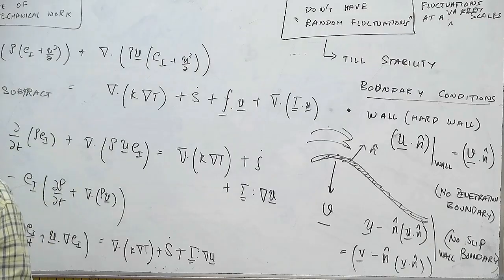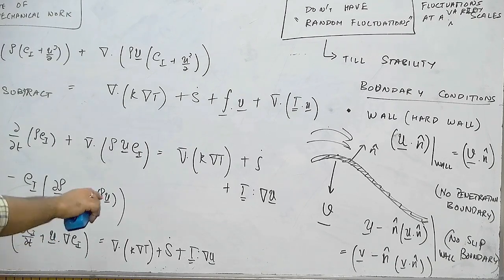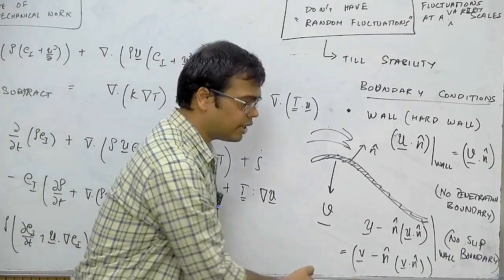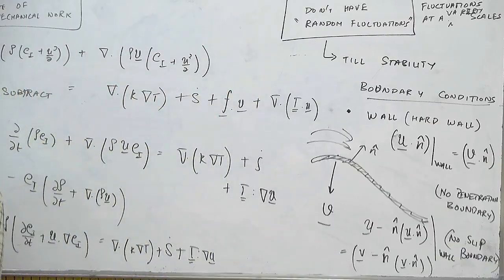No slip boundary condition happens due to viscosity. If you ignore viscosity, then actually it is rather impossible to satisfy a no slip boundary condition. If you satisfy no slip and you remove viscosity from your analysis, you will find that there is basically no flow. Okay. So, we will see that this no slip wall boundary condition needs viscosity to support itself.